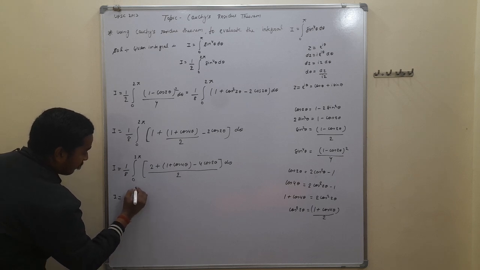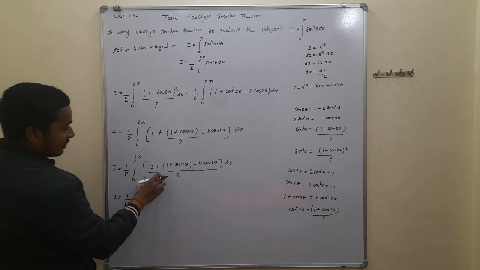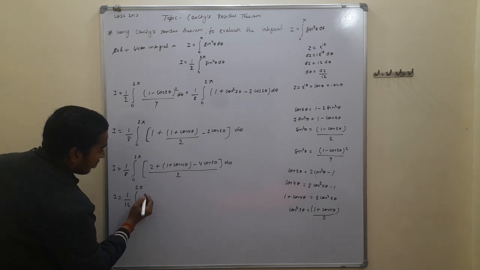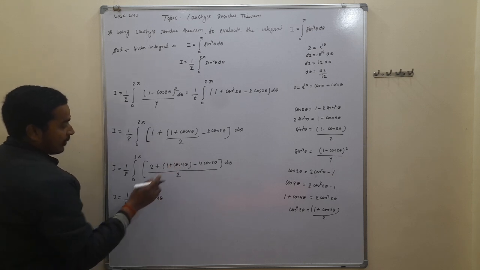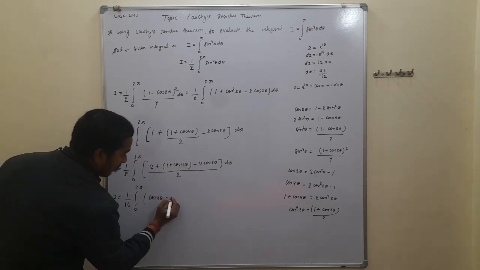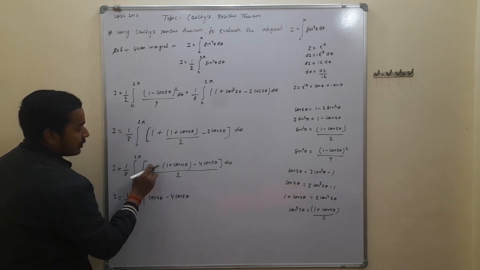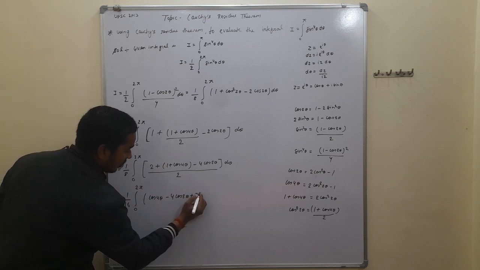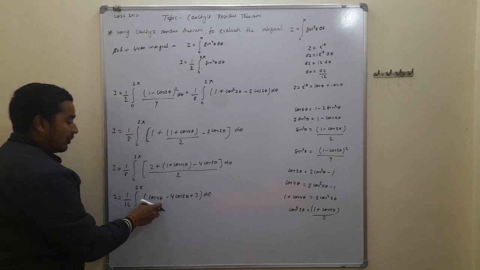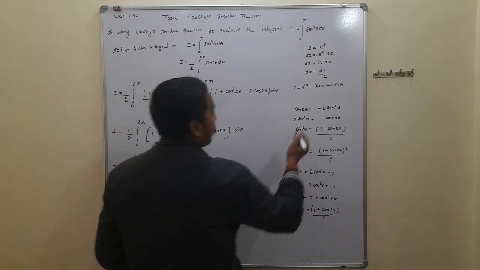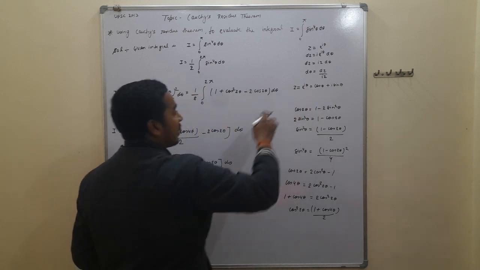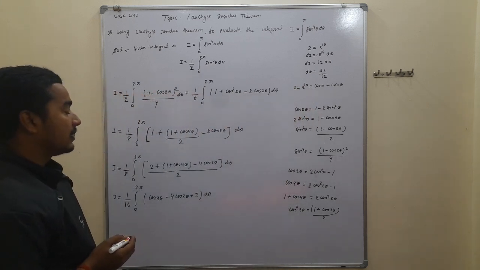The integral limit is 0 to 2 pi, and from here 2 plus 1 is 3, and this is cos 4 theta minus 4 cos 2 theta, and here 2 plus 1 is 3, so we have to put the value of cos 4 theta and cos 2 theta.